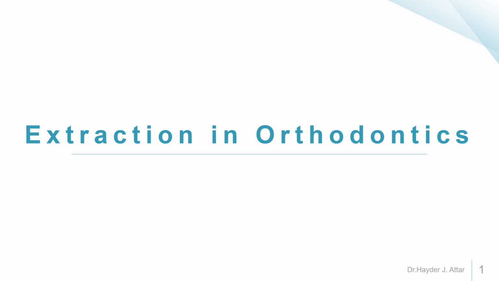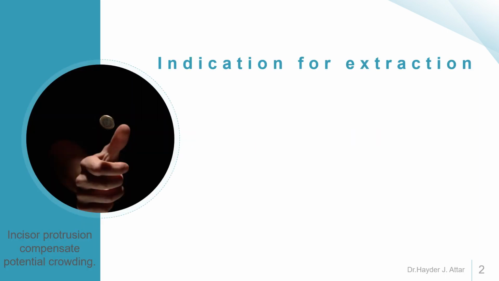Extraction in orthodontics is regarded as the main part of the space regaining procedure in orthodontics. Indication for extraction: in arch length to size discrepancy, the incisors are either protruded forward or crowded in the small arch. So the incisor protrusion can compensate the potential crowding. The incisor protrusion and the incisor crowding are two faces of one coin.